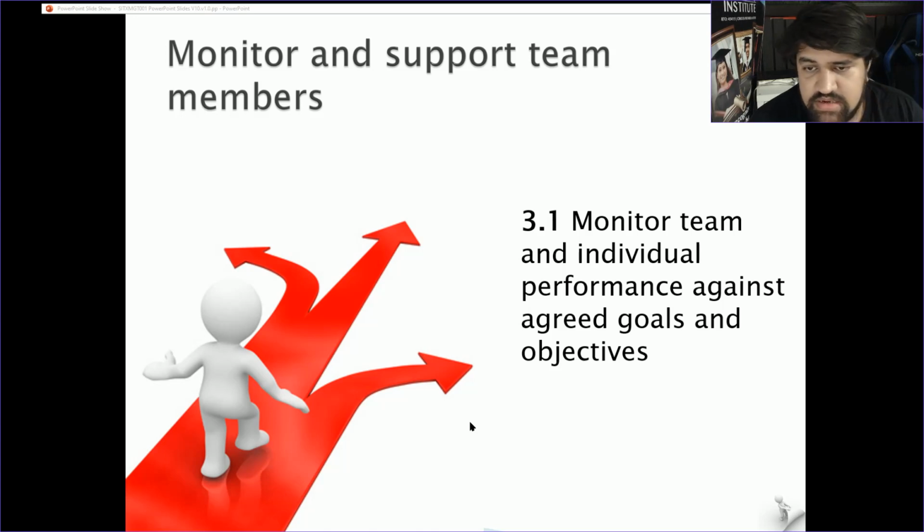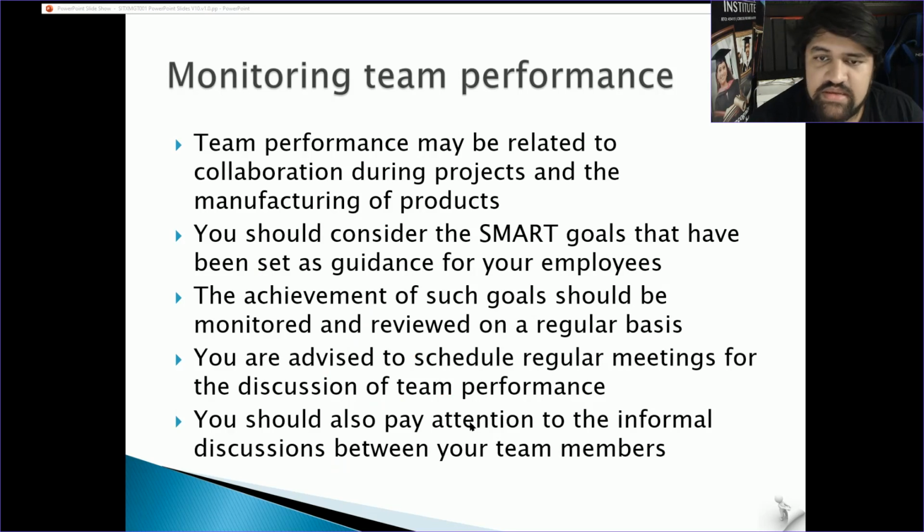Okay, 3.1. Monitor team and individual performance against agreed goals and objectives. Monitoring team performance. Team performance may be related to collaboration during projects and the manufacturing of products. You should consider the SMART goals that have been set as guidance for your employees. The achievement of such goals should be monitored and reviewed on a regular basis. You're advised to schedule regular meetings for the discussion of team performance. You should also pay attention to informal discussions between your team members.